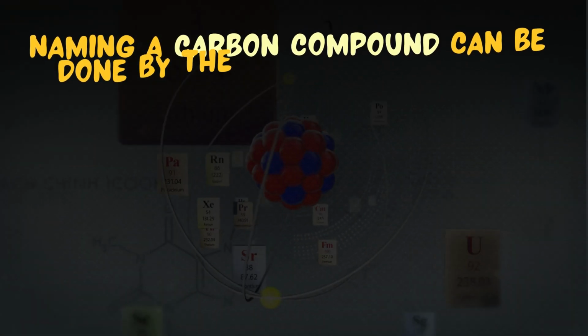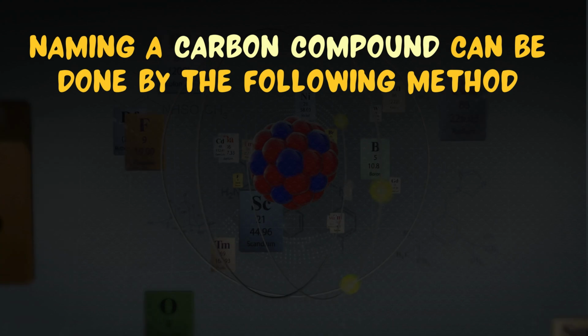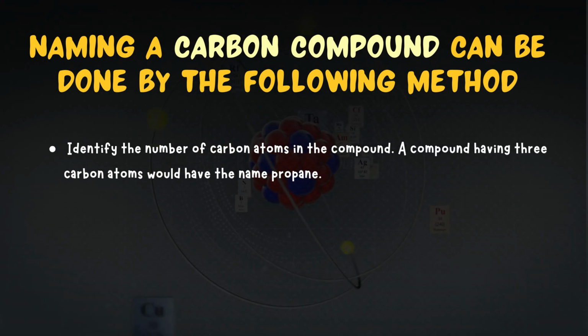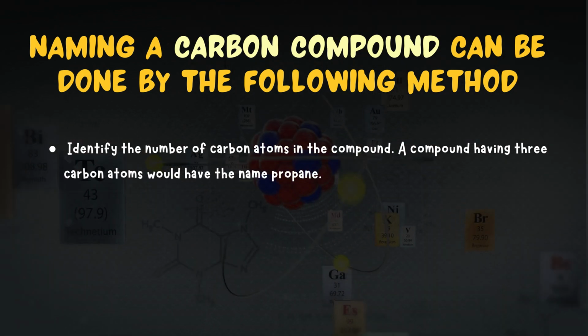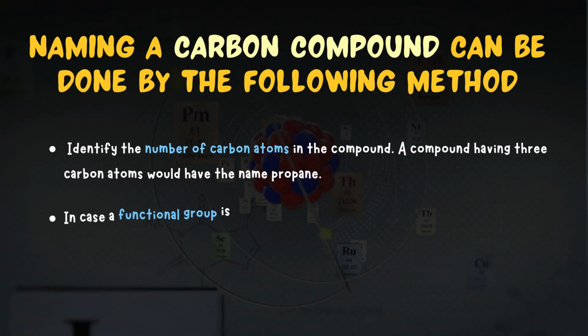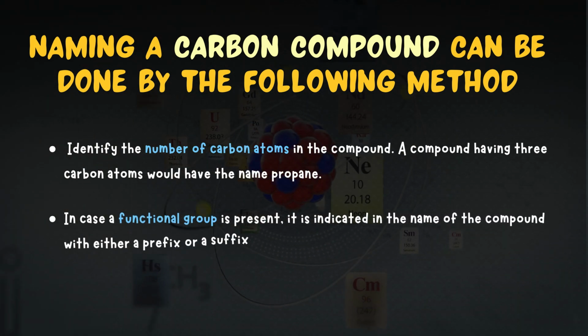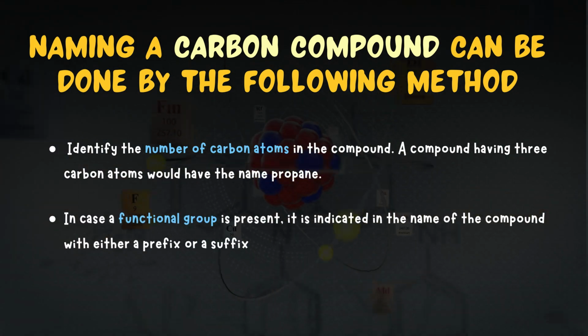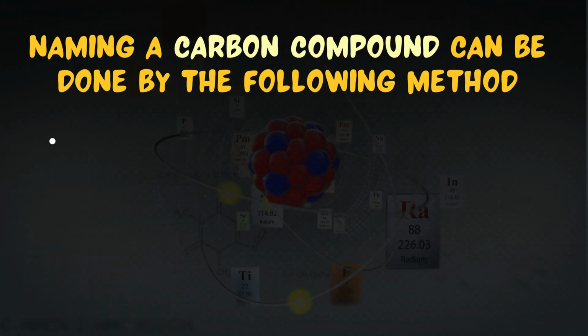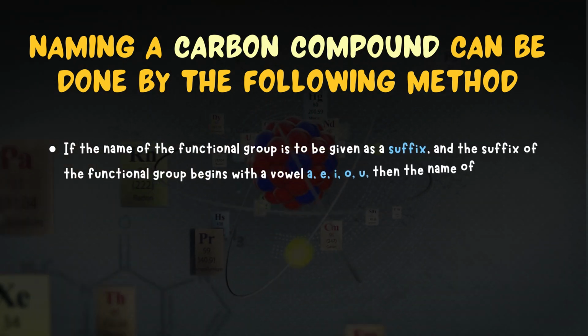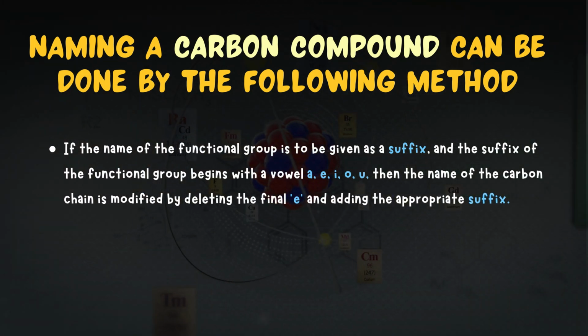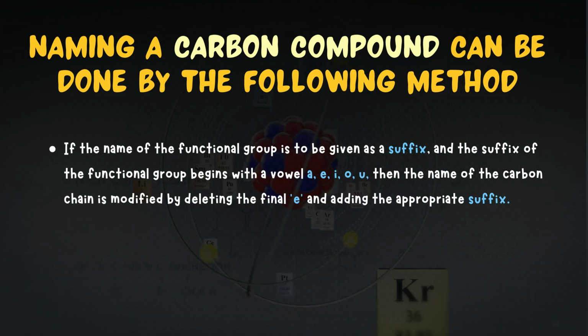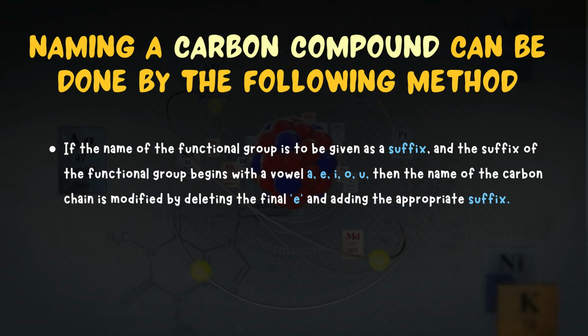Naming a carbon compound can be done by the following method. 1. Identify the number of carbon atoms in the compound. A compound having 3 carbon atoms would have the name propane. 2. In case a functional group is present, it is indicated in the name of the compound with either a prefix or a suffix. 3. If the name of the functional group is to be given as a suffix, and the suffix of the functional group begins with a vowel, a, e, i, o, u, then the name of the carbon chain is modified by deleting the final e and adding the appropriate suffix.